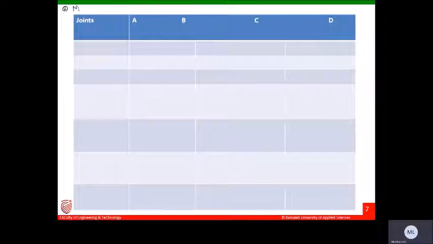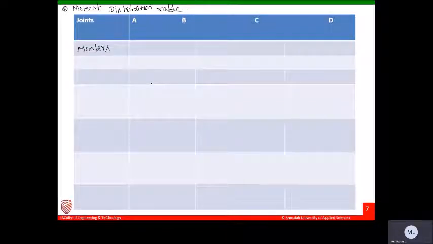Third step is the moment distribution table. First, we need to write down the joints. What are the joints? Then let us write down the members. What are all the members? Okay, members, let us note it down.